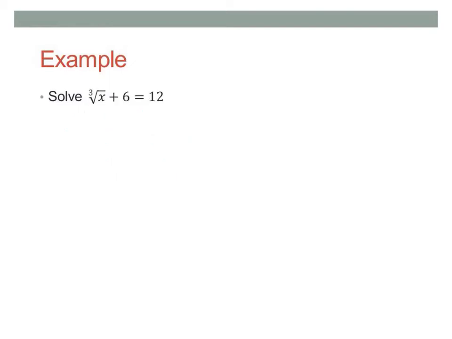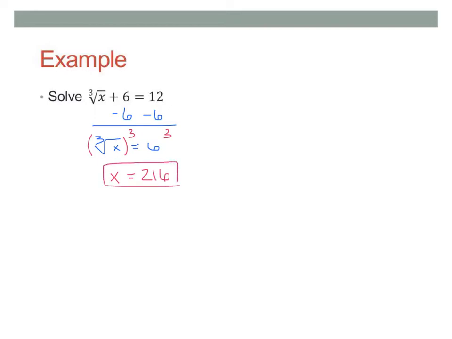Alright, so here's another one. The cube root of x plus 6 equals 12. We're going to subtract 6 from both sides to get the radical expression by itself. And then to undo a cube root, you cube each side. So x equals 6 to the third power, which is 216. Just like that.